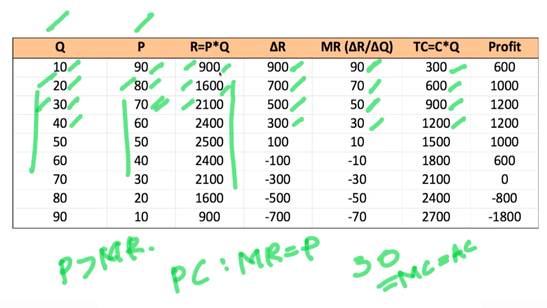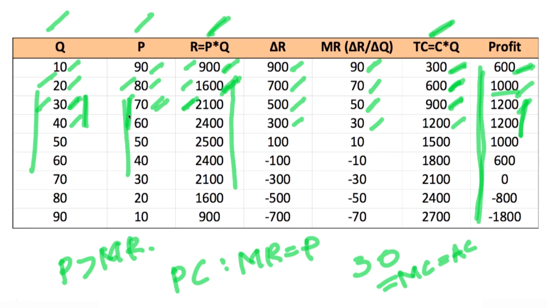So, profit as usual is total revenue minus total cost, and you get 900 minus 300, which is 600, then 1600 minus 600, which is 1000. So, thereby you can calculate the profits. So, what is the maximum profit? The maximum profit you can find is given by these numbers, 1200, which occurs when you are producing either 30 or 40 units. That is one way of figuring out what is the profit maximizing level of output, and then you can also figure out the profit maximizing level of prices.